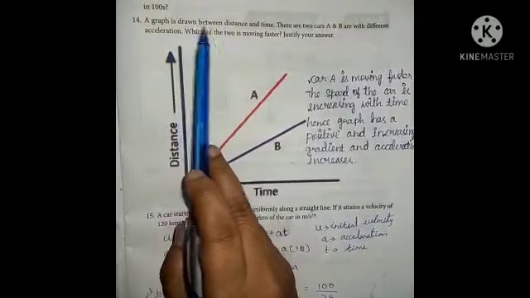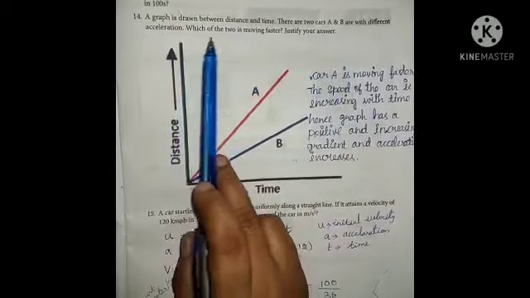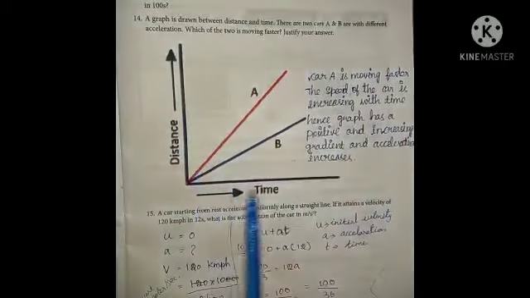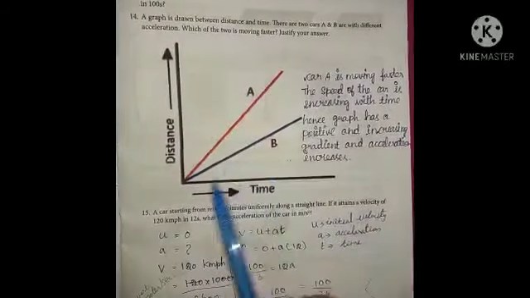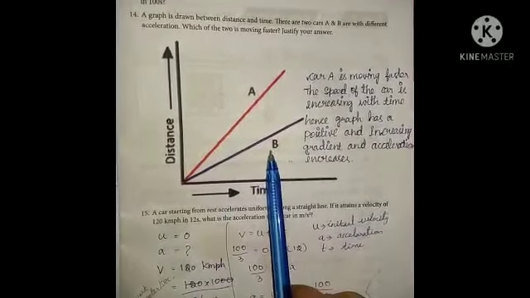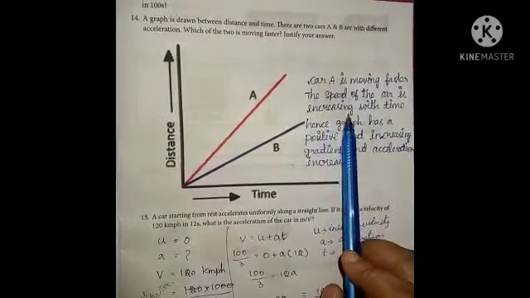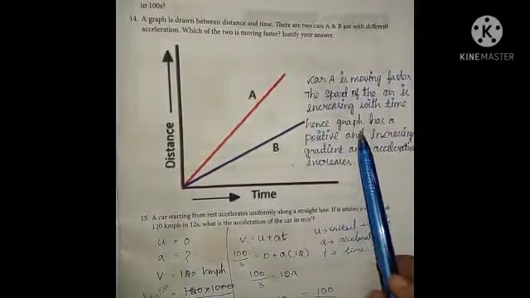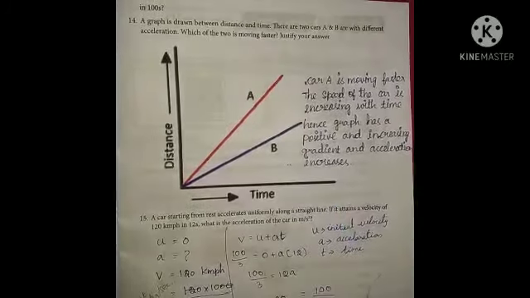14th question, a graph is drawn between distance and time. There are two cars A and B with different acceleration. Which of the two is moving faster? Justify your answer. Look at this graph, distance in y-axis and time in x-axis. One car name is A and another car name is B. So, by the length of these two, A and B, we can conclude that car A is moving faster. The speed of the car A is increasing with time. Hence, the graph has a positive and increasing gradient and acceleration increases.